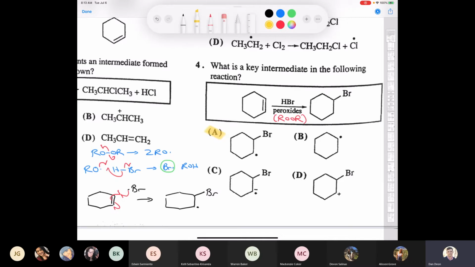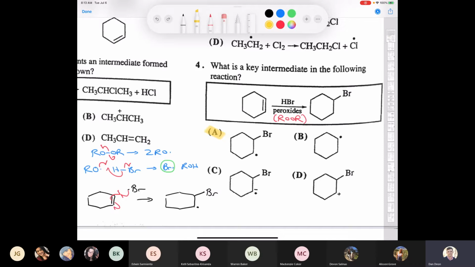Remember, when we do the Markovnikov addition of HBr across the double bond, the first step is the proton transfer to produce the most stable carbocation. But when we're doing radical addition, the first step is the addition of the radical to produce the most stable radical. And again, here we have a symmetrical molecule, so there's no Markovnikov or anti-Markovnikov to be concerned with.